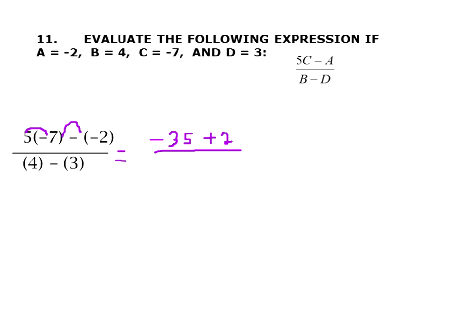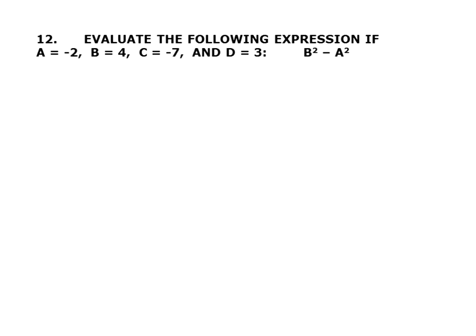Okay, and what's the bottom? 4 minus 3 gives us a big whopping number 1, right? Now we're just going to finish up the top, negative 35, positive 2. The signs are different, so you subtract, and you get a negative 33. Perfect. Keep going. We'll try another one.